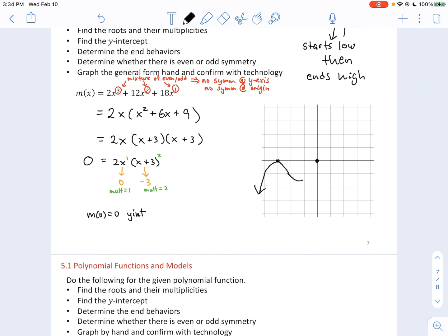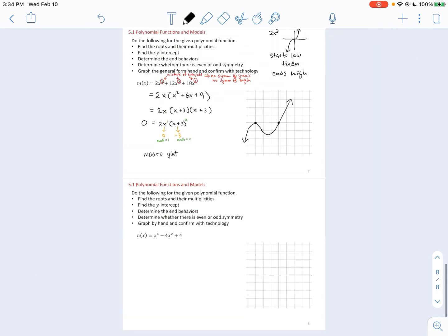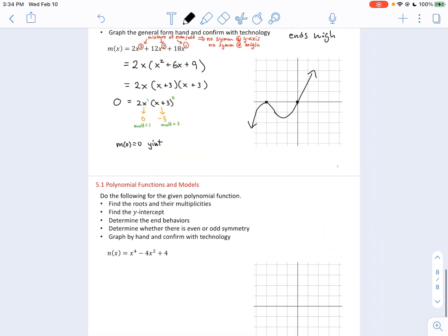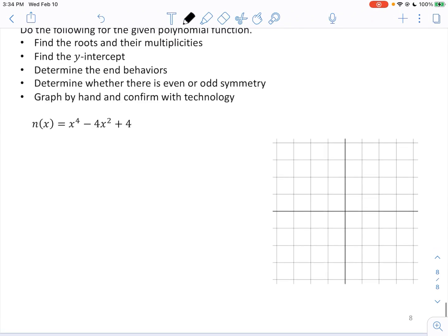Now this is continuous, so it's going to have to turn around and get to that intercept eventually. And then at this intercept it has to cross, because the multiplicity of 0 is 1 and 1 is odd. So it's going to cross and then end high. I'll leave it to you to confirm with technology that your basic shape is something like that. Same instructions, but new polynomial.